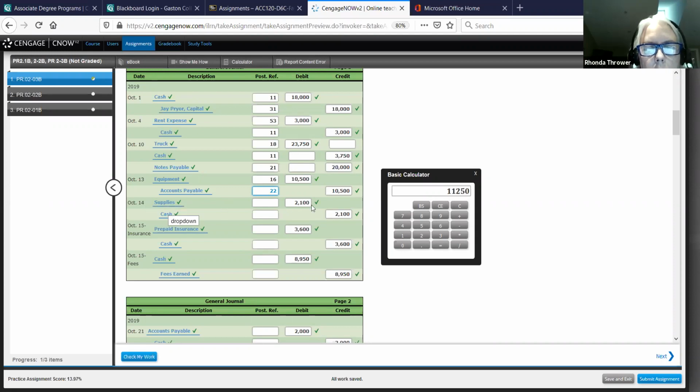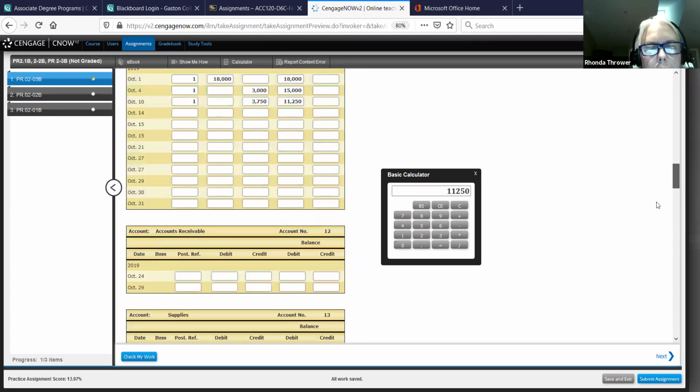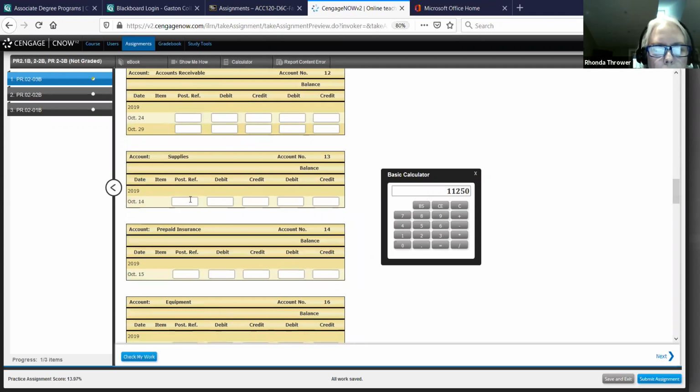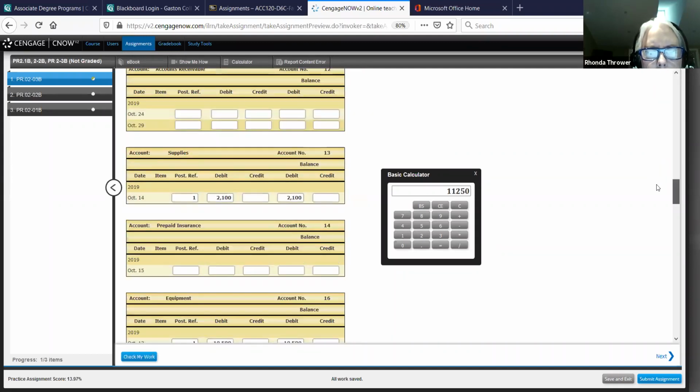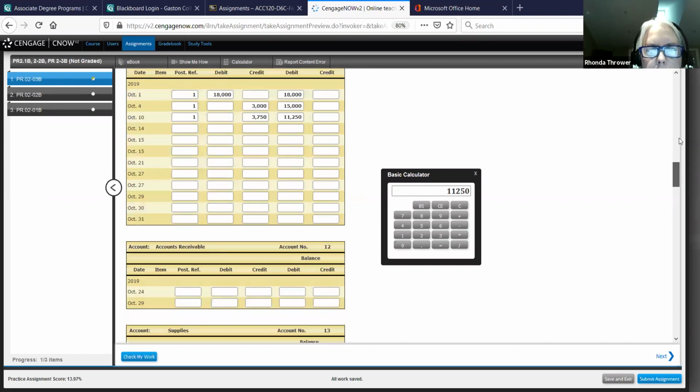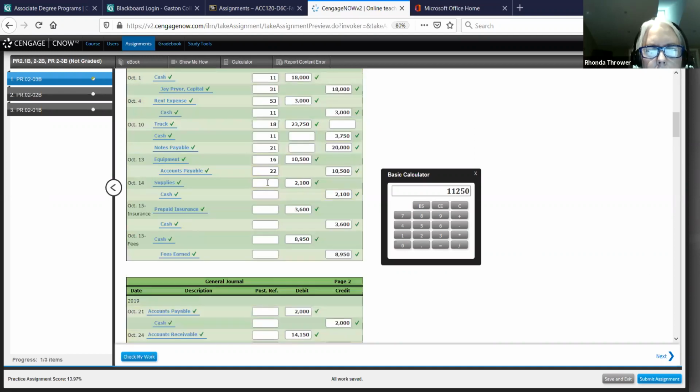I'm going to move to the next one where we've got supplies debited at $2,100. Post reference is journal page 1. I debited it for $2,100. My supplies is an asset. Assets go up on the debit side, so the balance should be $2,100 right now. And then you're going to pick up, I'm sorry, I'm moving too fast here. Pick up 13 and put it here.